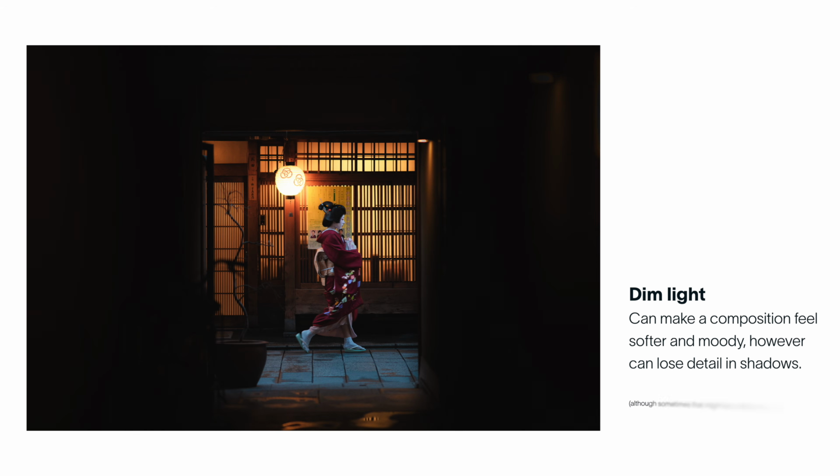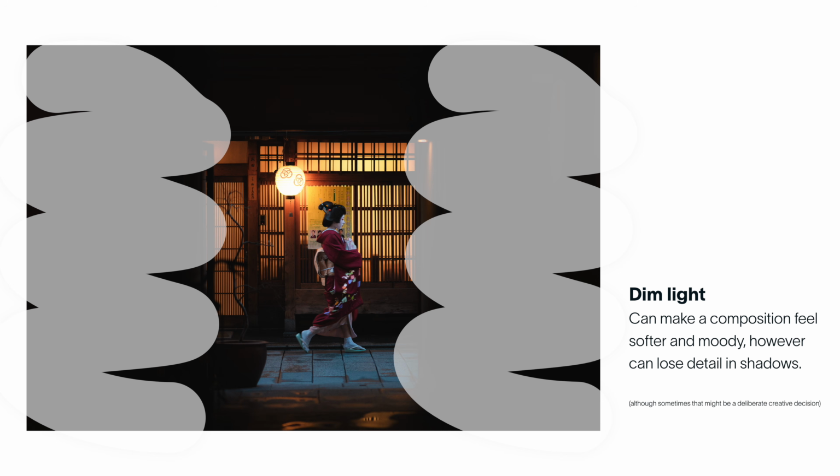Dim light, on the other hand, like during sunset or sunrise or inside a room at night, usually that kind of light is softer and cozier, but it can also cause you to lose too much detail in the shadows if there isn't enough ambient light.